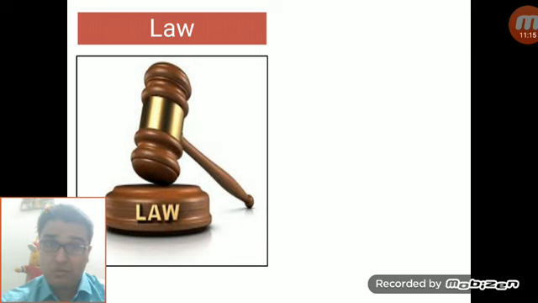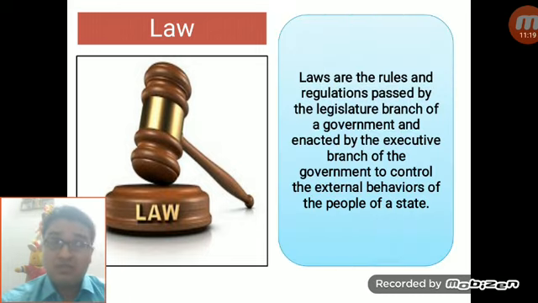Okay, now I am going to show the definition of law on screen. So this is the definition. Laws are the rules and regulations passed by the legislative branch of a government and enacted by the executive branch of the government to control the external behaviors of the people of a state.